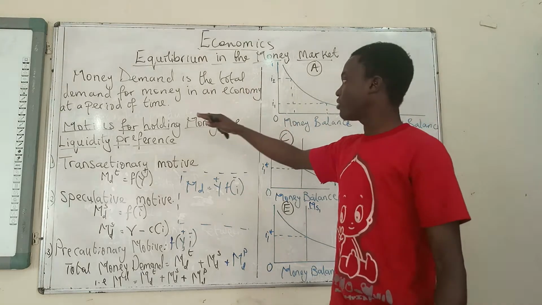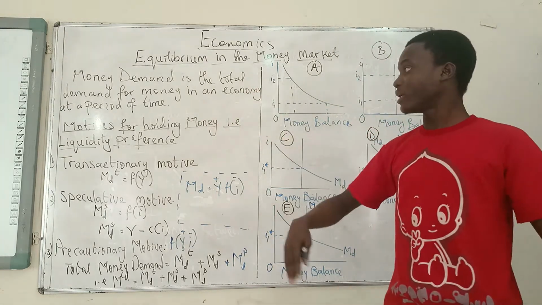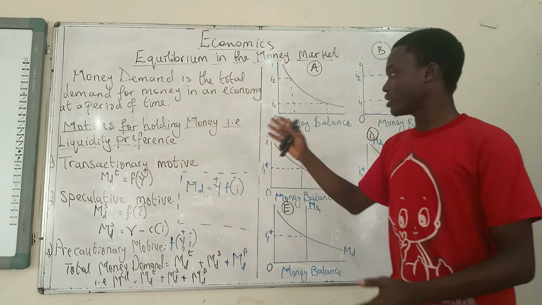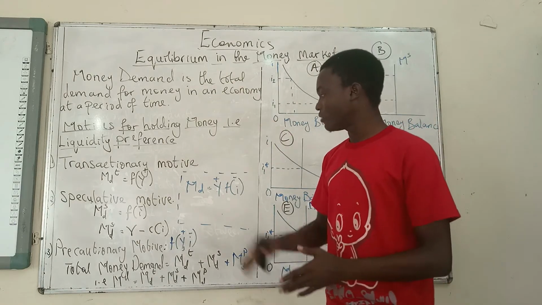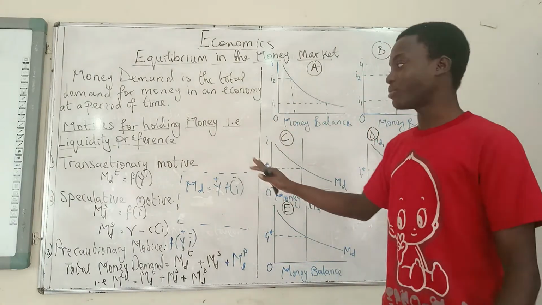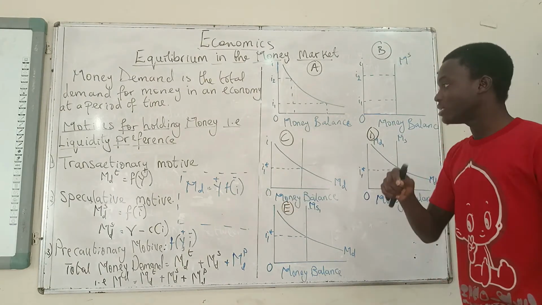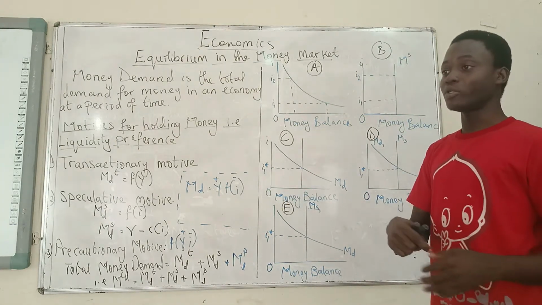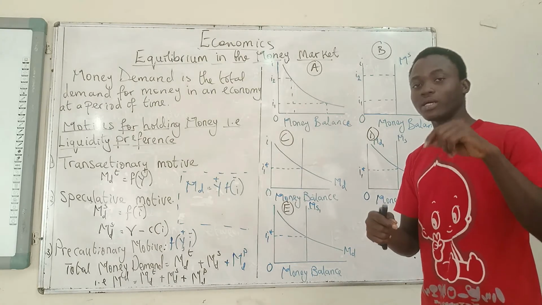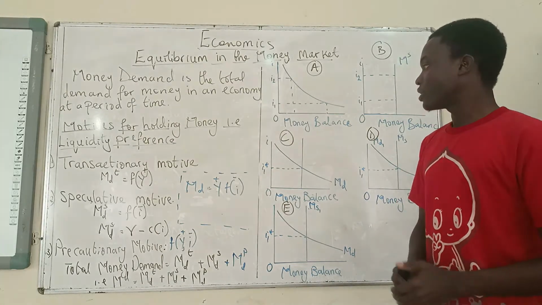Money demand is the total demand for money in an economy at a period of time. There are three motives for holding money: transactionary motive, speculative motive, and fiduciary motive. All of these were explained in the previous class. I'll make sure that I leave the link to that video in the description of this video. And if you don't find it, please use the comment section and remind us. Okay, thank you for that.